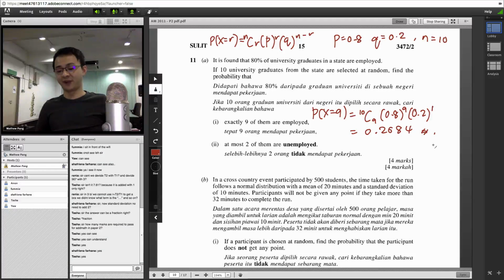Alright, this is very simple because the question said exactly 9 of them are employed. So the probability of employed is just 0.8. So I just assume X equals 9.